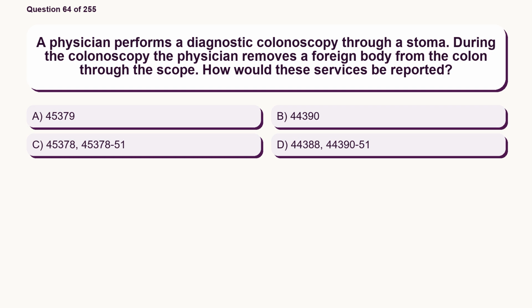Option A, 45,379. Option B, 44,390. Option C, 45,378, 45,378 to 51. Option D, 44,388, 44,390 to 51. The correct answer is option B, 44,390. B, 44,390.